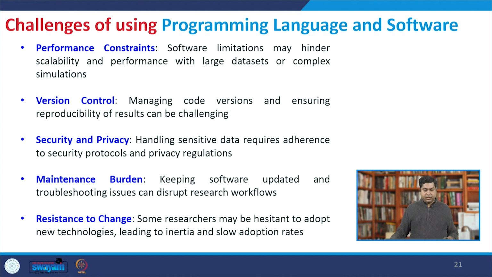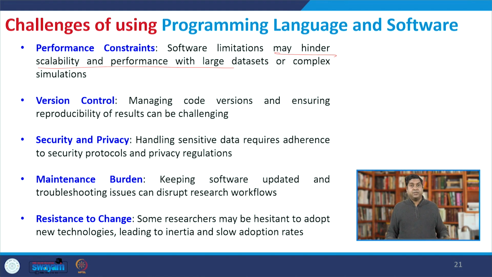So, for that we need to understand what algorithm we will be using for our own research. Performance constraint: software limitations may hinder scalability and performance with large data sets and complex simulations. It depends on what type of software you are using. When I say you can use open source software or the student or academic version of the software, they might have certain limitations. So that is a challenge.